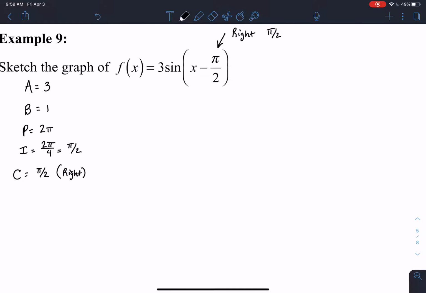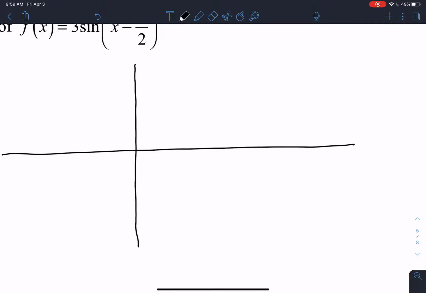Okay, so draw your axis again. All right, so you're going to go up by pi over 2. So 1 pi over 2, 2 pi over 2 would be pi, 3 pi over 2, 4 pi over 2, 5 pi over 2, 6 pi over 2, 7 pi over 2, and then 8 pi over 2.